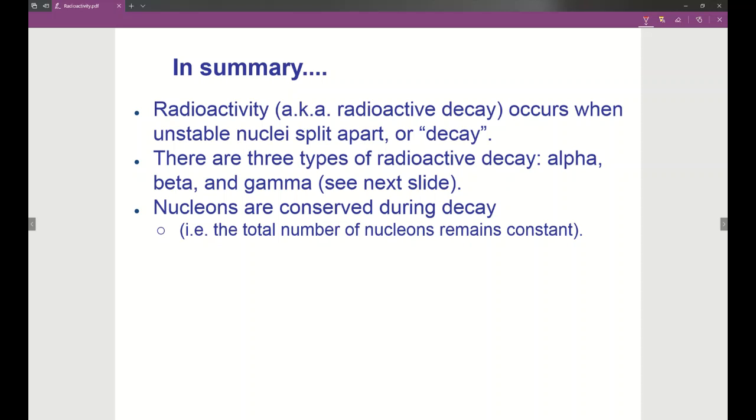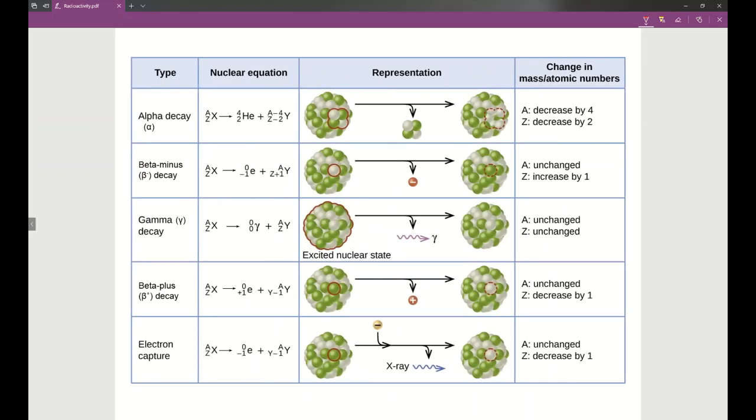So to briefly sum up, radioactivity, which is also known as radioactive decay, occurs when unstable nuclei split apart, or decay. There are three types of radioactive decay: alpha, beta, and gamma, and nucleons are conserved in between decay. Also, the total number of nucleons basically remains constant in between. I have this nice picture over here that summarizes all the different kinds of decay. Just to summarize it all up, it's on the PowerPoint if you want to see it.